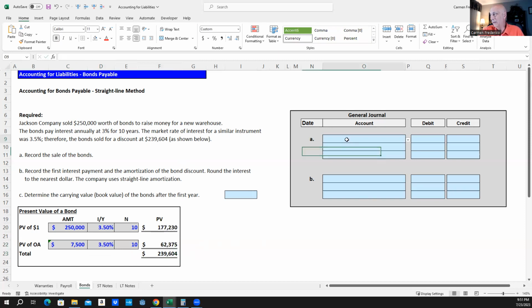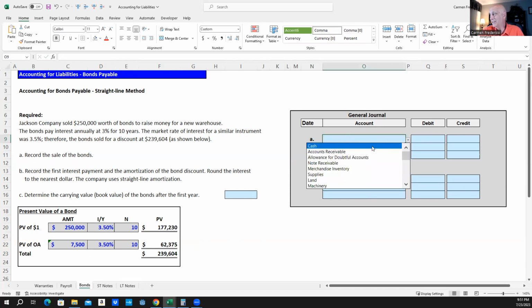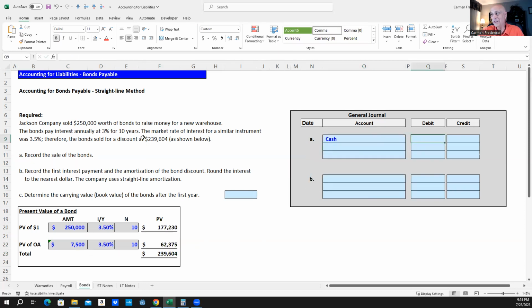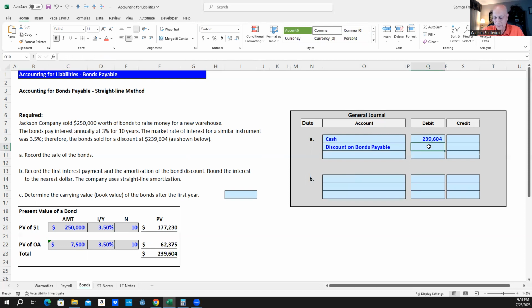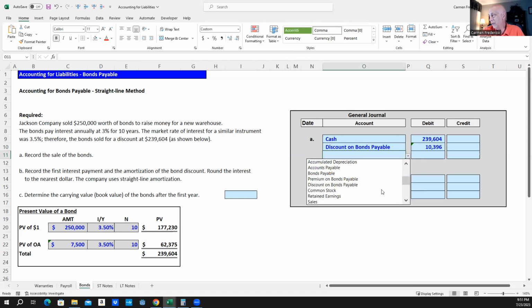So let's record the bonds. When we sold the bonds, the corporation got cash, not $250,000. They only got $239,604. Then they have something called a discount on bonds payable. The discount on bonds payable is the difference between the $250,000 less the amount of cash that they received. So they have a discount of $10,393. Oops, did I do that right? Oh, I did it wrong, sorry. I put a 7 in there instead of a 4. Okay, $10,396.